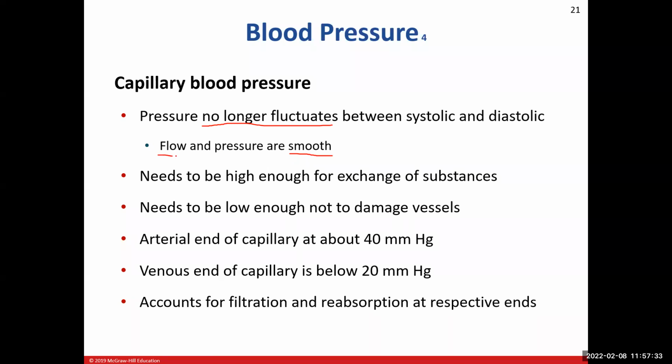So both flow and pressure are going to be smooth here because we're not getting fluctuations in our systolic and diastolic pressures there, which is good because we want both of those values, both flow and pressure, to be high enough so we can get an exchange of substances, so we can get oxygen out of the blood and glucose out of the blood, and so we can get carbon dioxide into the blood and wastes into the blood, all right? But we want it to be low enough as to not cause blood vessel damage.